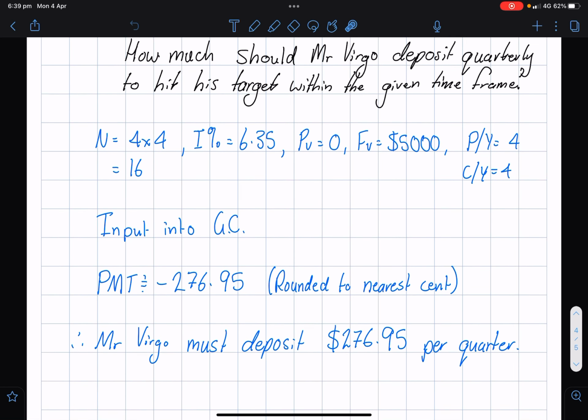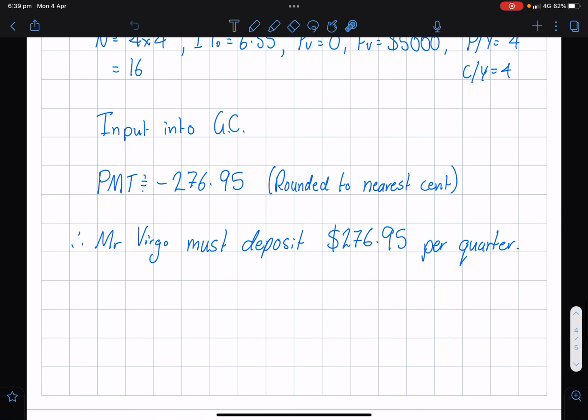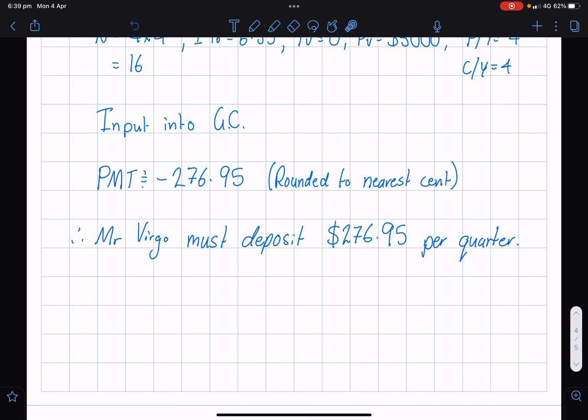Depending on what you're trying to find in the calculator is what function button you push. Be careful about changing these values, depending on how often your interest is compounded. If you're happy with that, beautiful.